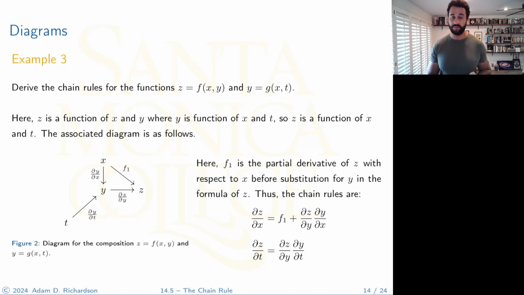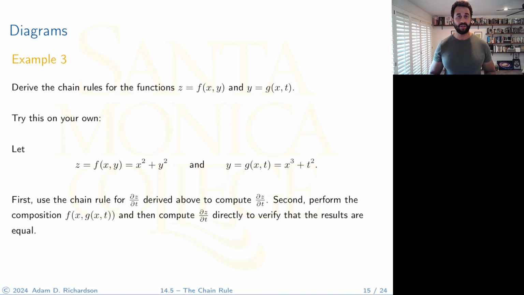All right. So just remember that the dependencies do not need to be trees. They can be like anything. And that's really what this looks like here. Now, this might be a little confusing, but here's what I want you to try on your own. Let z be x squared plus y squared, and let y be x cubed plus t squared.